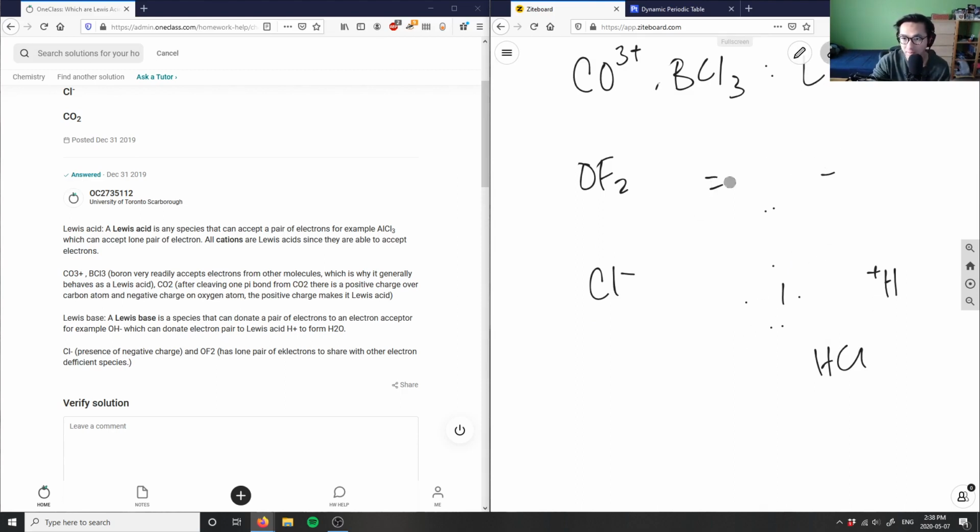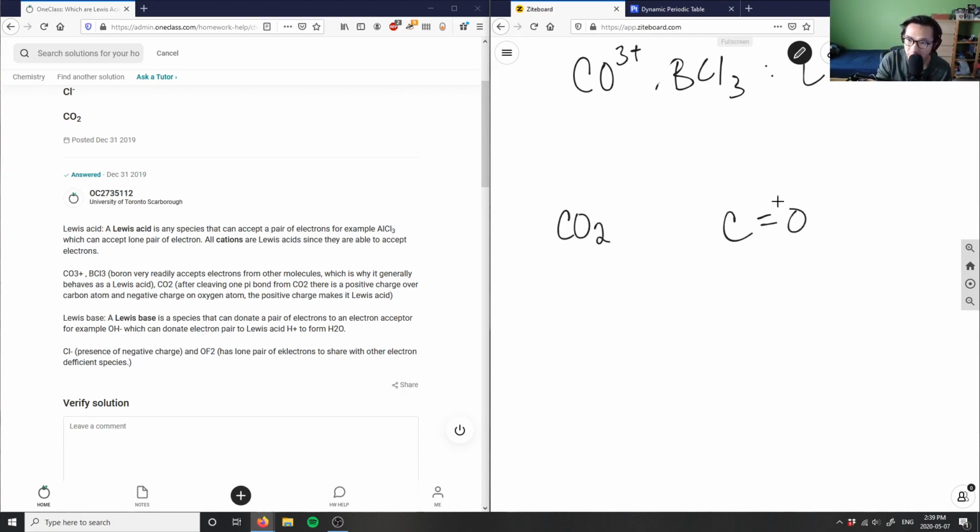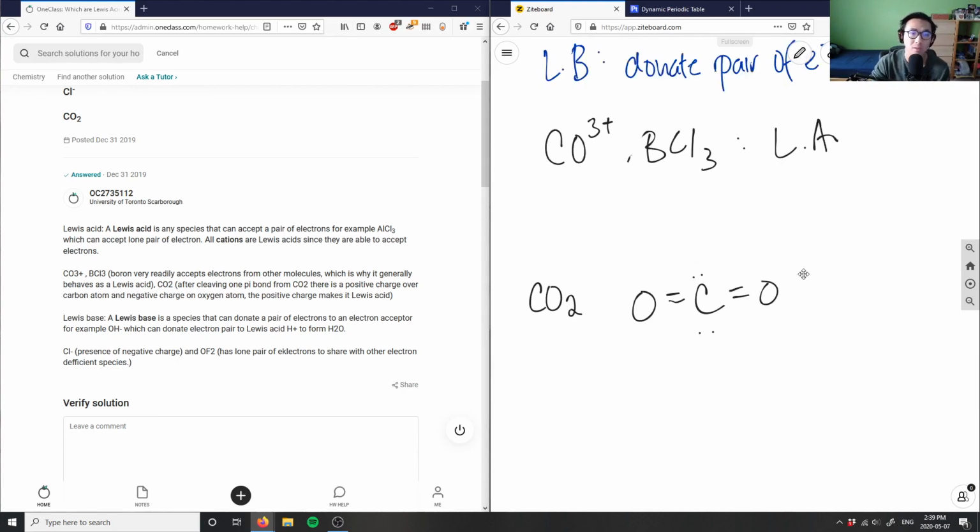So that's great. And then finally, I have CO2, right? If I look at the structure here, I have lone pairs on carbon, two lone pairs, and I can obviously donate these electrons to somebody else to create a bond, right? So it's actually very cool. You have CO3+ and CO2 here, and CO3+ behaves as a Lewis acid. This here is a Lewis base.